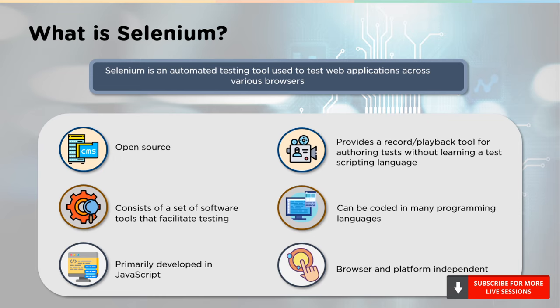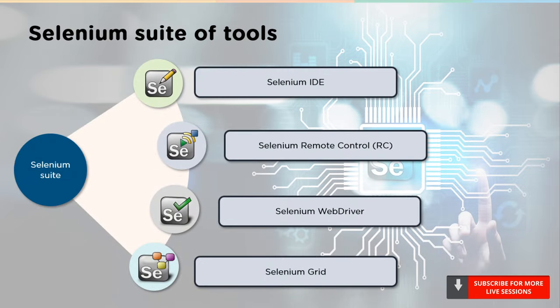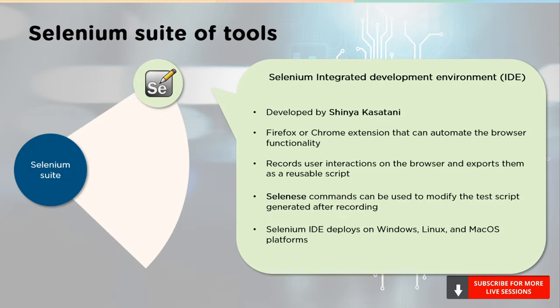Now let's go ahead and look at the Selenium suite of tools. The first tool is Selenium IDE. Selenium Integrated Development Environment was developed by Shinya Kasatani back in 2006. It was both a Firefox and a Chrome extension that can automate the browser functionality. It comes with a record and play feature that records the user interactions and exports them as a reusable script. Now, when executed, it plays the recorded actions. Any deviation in the result indicates the presence of a bug.